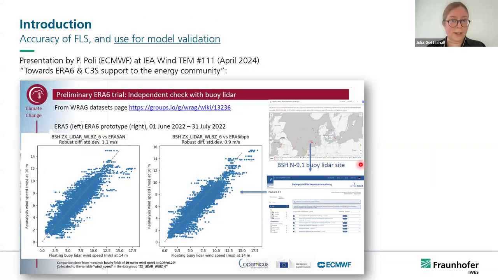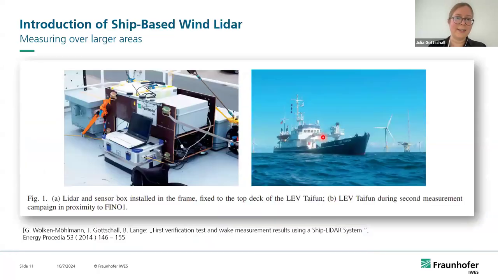So now to the question: is this enough? You also see here the validation data points from some more, both met masts and floating LiDARs. Can we work with this, or do we actually need more to validate models and to do wind resource assessment for entire areas? And this is a rhetorical question. The answer is, it would be nice to have something that is covering large areas. And this is something we can do with ships.